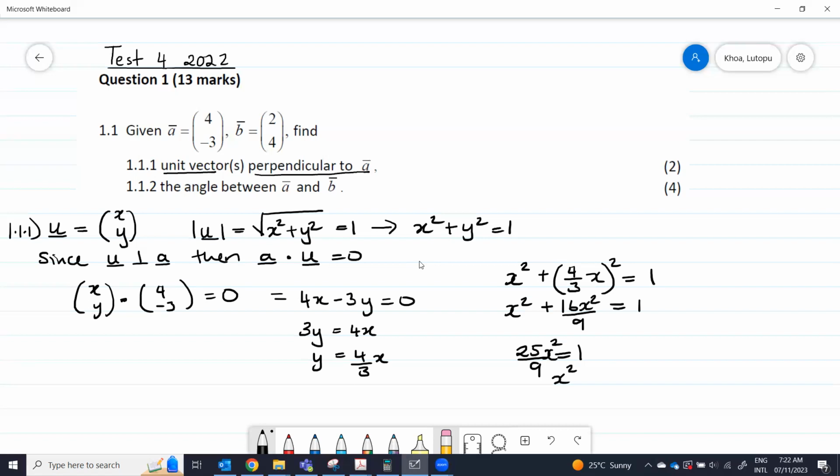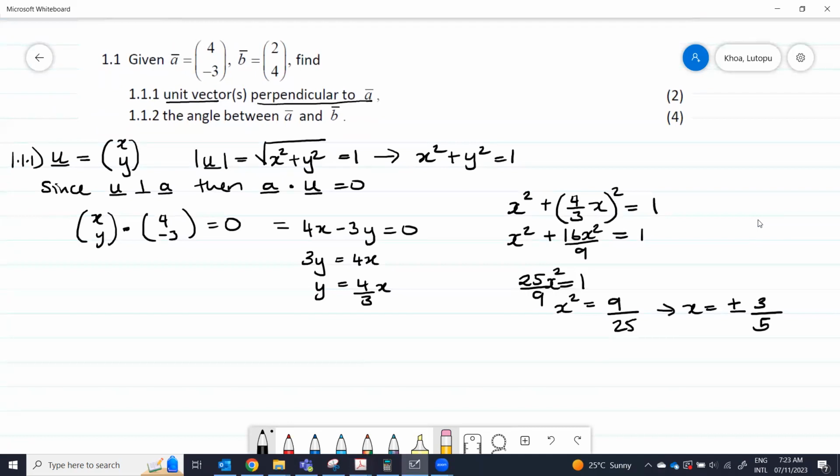This means x squared is equal to 9 over 25. And then we solve for x. We have x is equal to plus or minus 3 over 5. Okay, so now that we have our x, y is equal to 4 over 3 times 3 over 5. So this will give us, the 3's will cancel, we have 4 over 5.